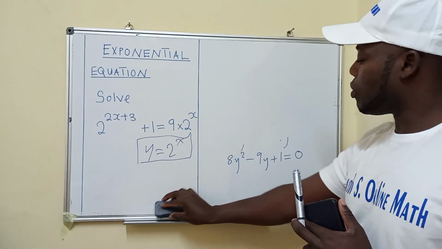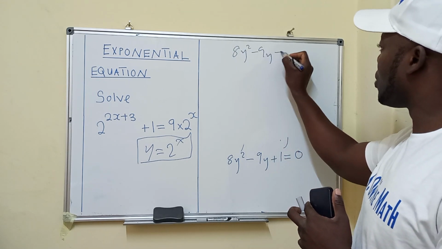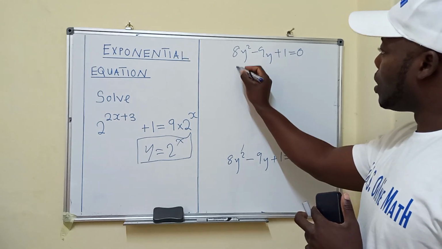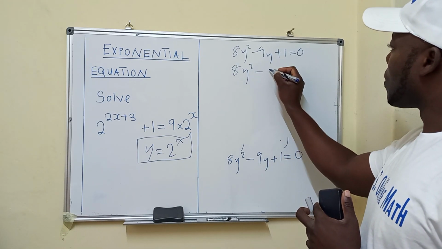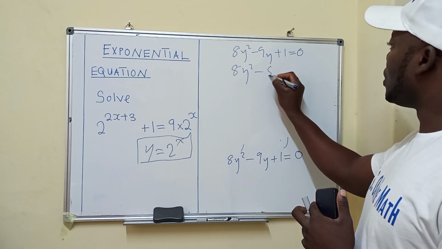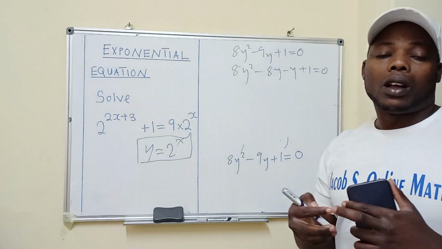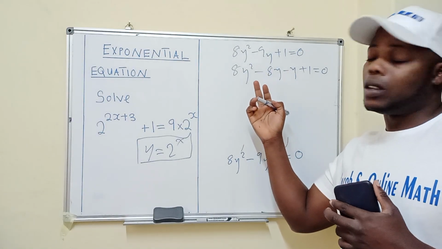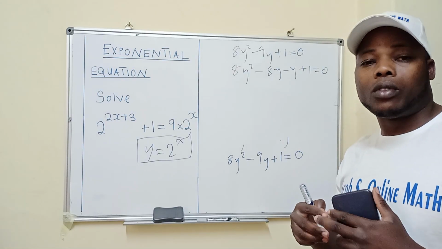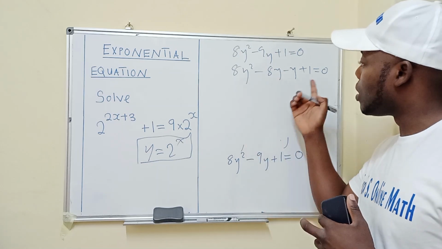Let me solve the quadratic equation. So we've got 8y squared minus 9y plus 1 is equal to 0. So solving this quadratic equation, we have 8y squared minus 8y minus y plus 1 is equal to 0. I'm trying to solve this quadratic equation using factorization method. So if you don't know, you can check my videos. I've done a couple of videos on how to solve the quadratic equation, okay? Using factorization method, okay?